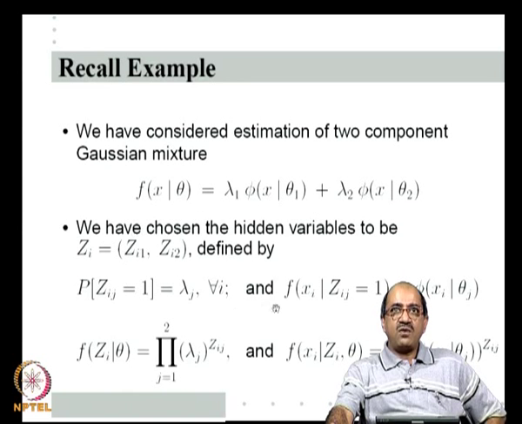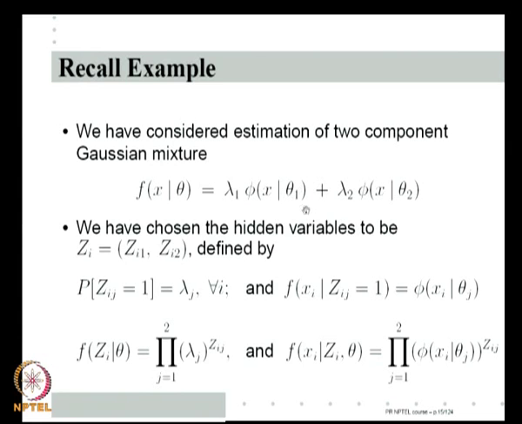Then we have to formulate our hidden variables. So, we formulate hidden variables as Boolean. For each xi we have a 2 component Boolean vector, because this density model is 2 component. So, Zi1 and Zi2. The basic idea is that they tell us whether xi, the ith sample, came from the first component of the mixture or the second component of the mixture. So, Zi1 is 1 and Zi2 is 0 if it has come from the first component, and if it has come from the second component, then Zi1 is 0 and Zi2 is 1.